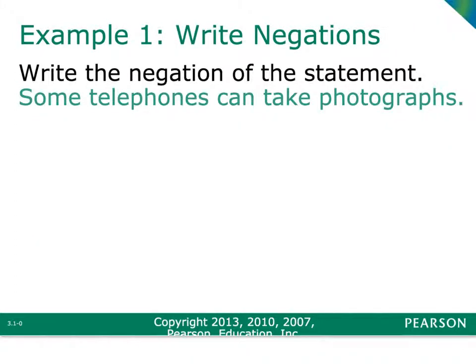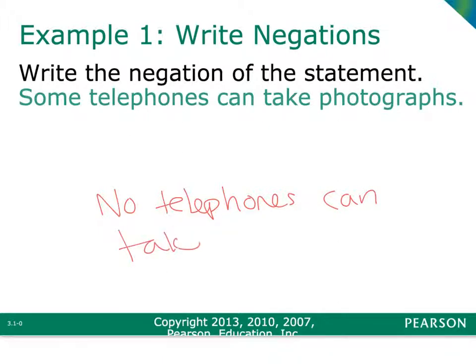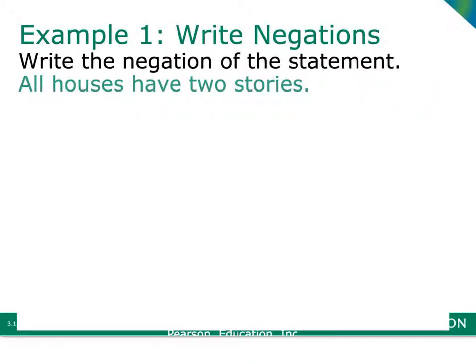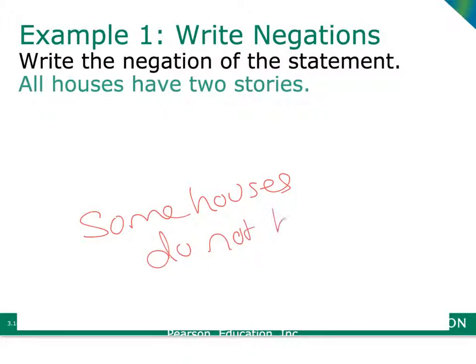For example, some telephones can take photographs. If I asked you to negate that, you would say no telephones can take photographs. Another example, all houses have 2 stories. The negation of that would be that some houses do not have 2 stories.